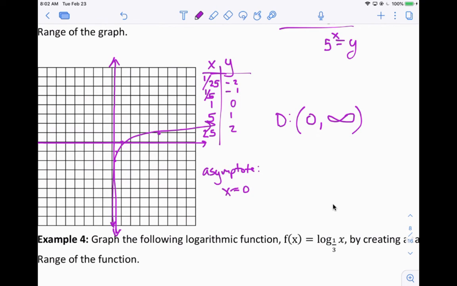We are only seeing the right half of this graph. But if we think about the range, the y values, we see both the bottom being hit, -2, -1, 0, and 1 and 2, because we can have anything as an exponent. And so we get -infinity to positive infinity as the range.